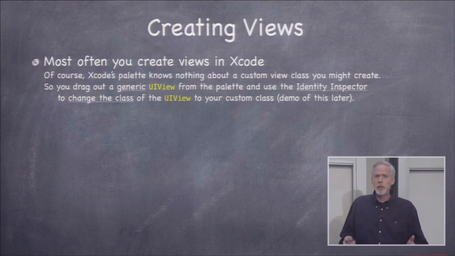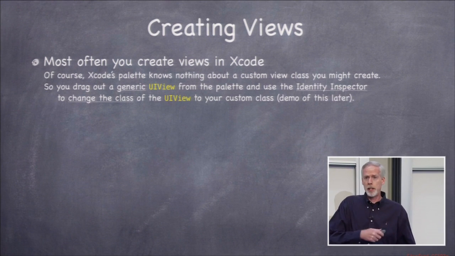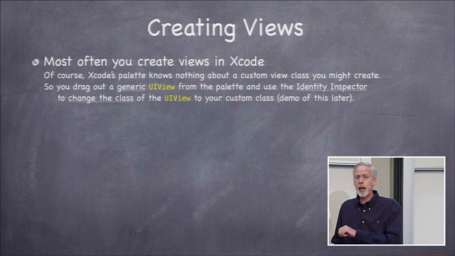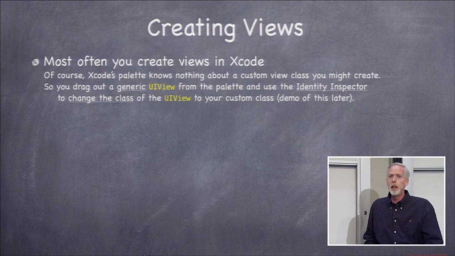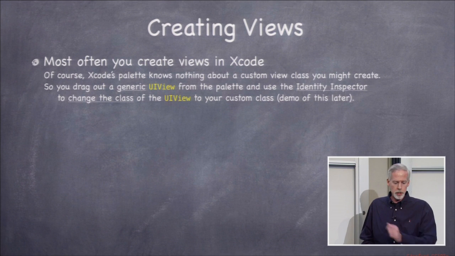Most often you create views by dragging them out of the palette in Xcode, and that's like when you're dragging out labels and buttons and scroll views and text views. Those are all views, and so you just create them by dragging them out.